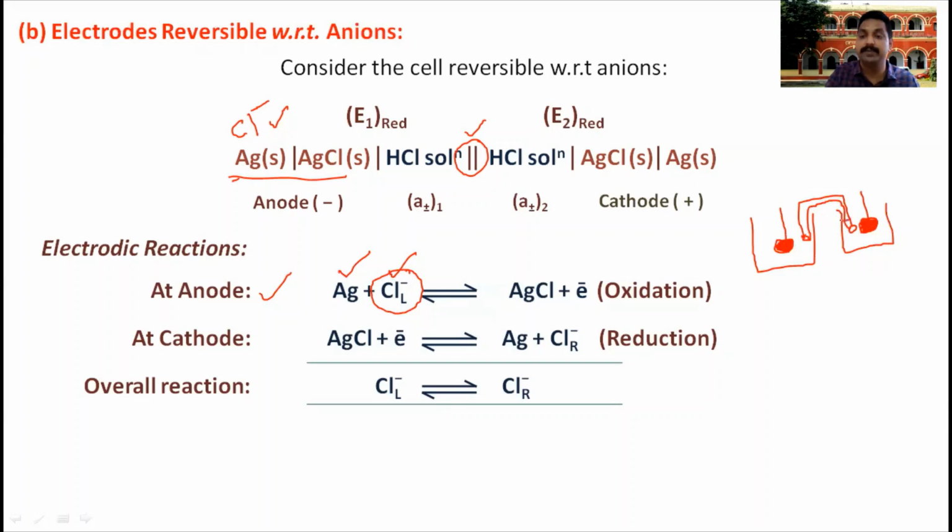Here this U shaped tube is a salt bridge, and we have HCl solution on both sides. But here left hand side HCl solution's activity is a plus or minus 1, whereas right hand side activity is a plus or minus 2. And these two electrodes are connected by an electric wire.